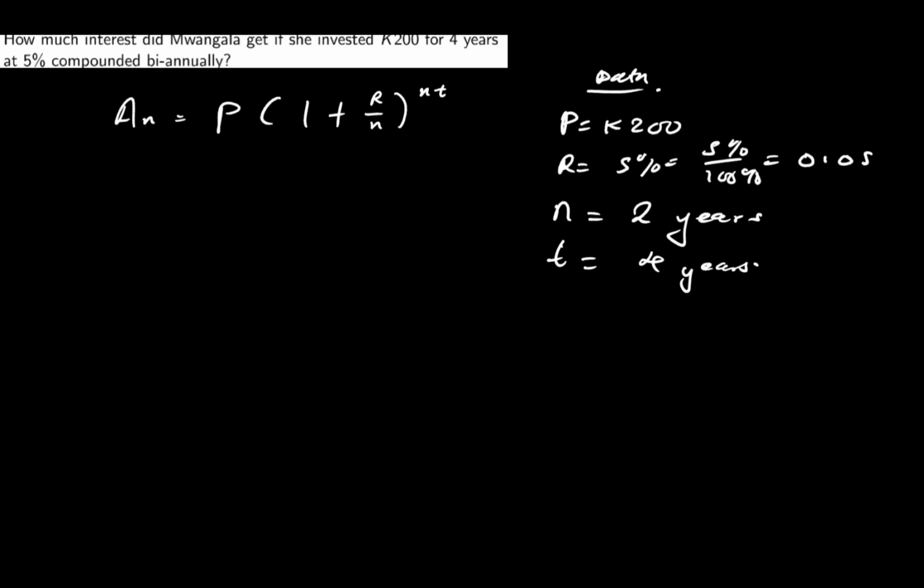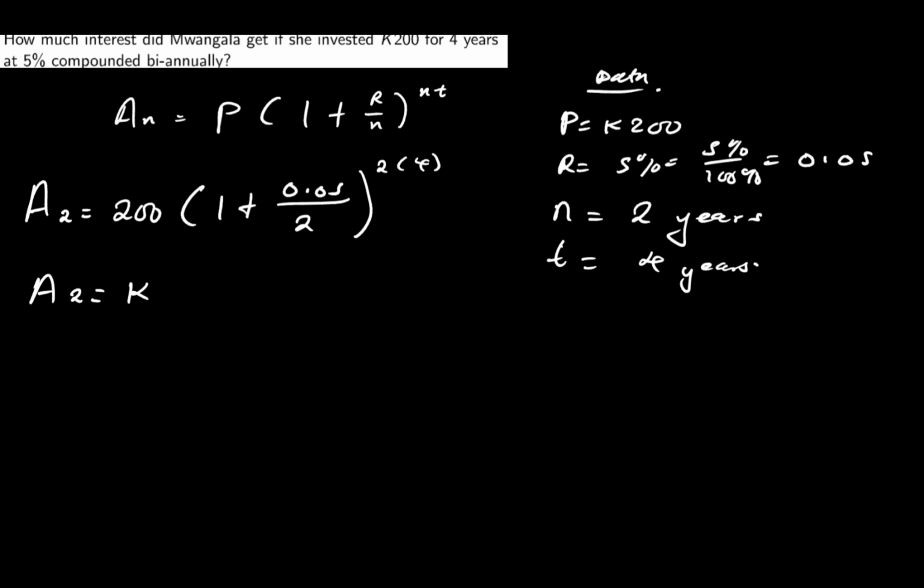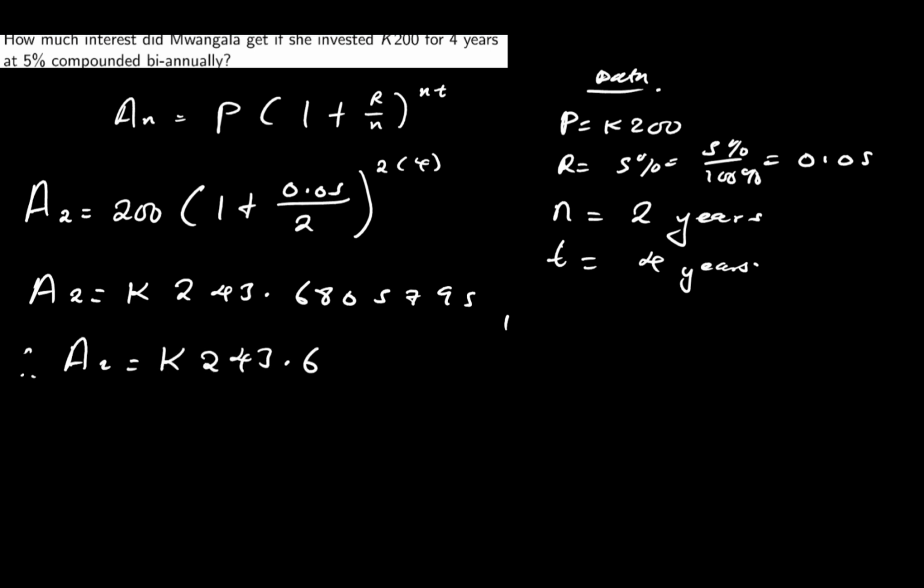So you can just plug and chug. So you can say A sub 2 is equal to the principal, which is 200, times 1 plus the rate, which is 0.05, over n, which is 2, to the power 2 times 4. If we compute this, we'll get a value of about 243.6805795 kwacha. So we can round this off to say that the accrued amount is 243.68 kwacha. But now be mindful that they're asking for the interest and not the total amount.